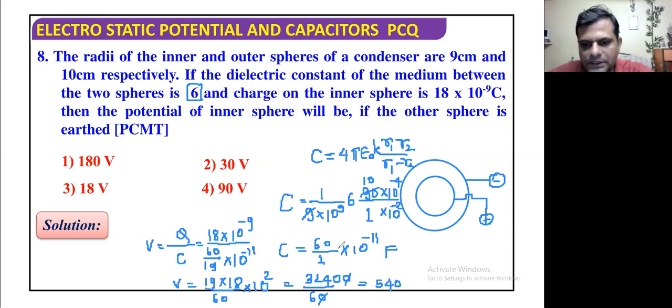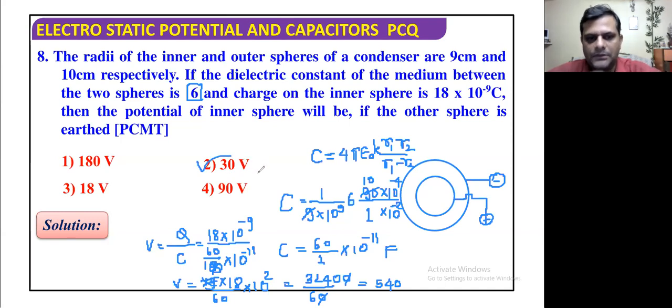ये तो हो गया. चलो, कैपेसिटी जो कि 60 into 10 raised to minus 11 farad. So if you just put it here, then we can just get this 60 upon 1. ये 9 should not be there. Okay, so ये जो ऊपर जाएगा तो ये 19 भी नहीं रहेगा, यहाँ पे सिर्फ 1 रहेगा. तो 18 by 60 into 10 raised to 2 मतलब 1800 upon 60. 0 0 cancel, 180 upon 6 मतलब 30. करेक्ट है. 30 will be the correct answer.